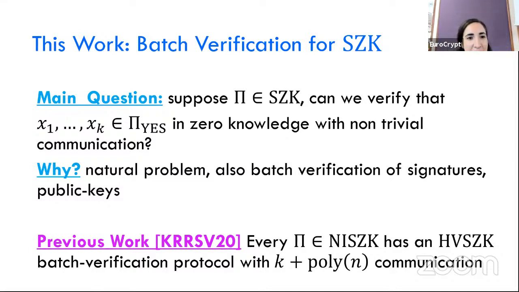Okay, so I'll just repeat. Our main question is, suppose that some problem has a statistical zero knowledge protocol. Can we verify that K different instances are yes instances in zero knowledge and with non-trivial communication? In a previous work with Ron and Prashant, and also with Guy Rothblum and Adam Sealfon, we showed that for every problem in NISZK, which is a subclass of SZK, there is a non-honest verifier SZK batch verification protocol with non-trivial communication of K plus poly(n). However, it was left open whether we can get a protocol that is also public coin, and even more significantly, a protocol that is also secure against malicious verifiers.